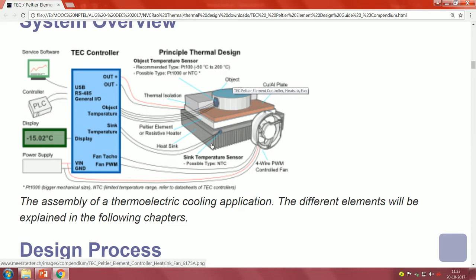So usually you have a thermistor or sometimes some other sensor, and then two critical things you need to do is to spread the heat. You probably need a copper or aluminum plate to give it a certain amount of stability.